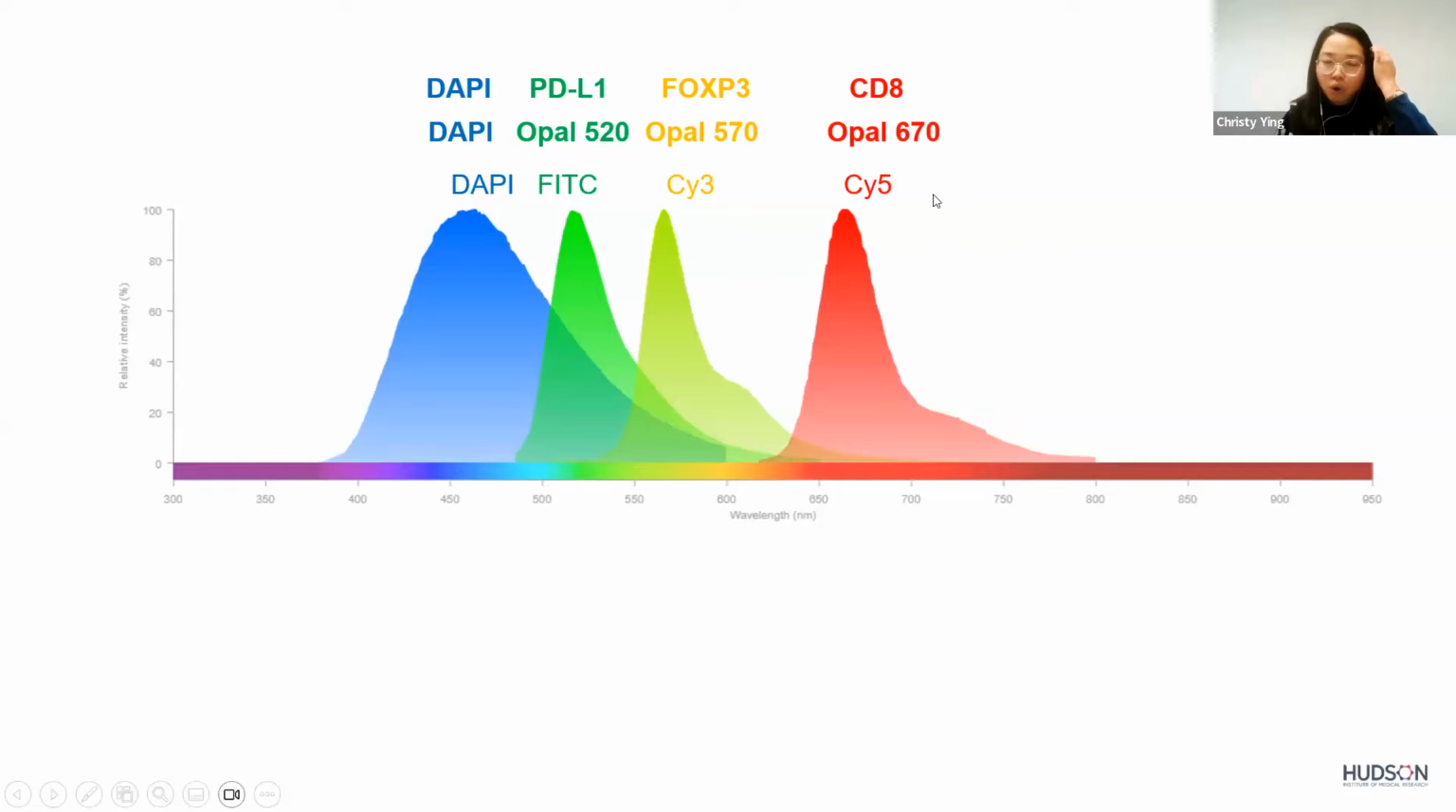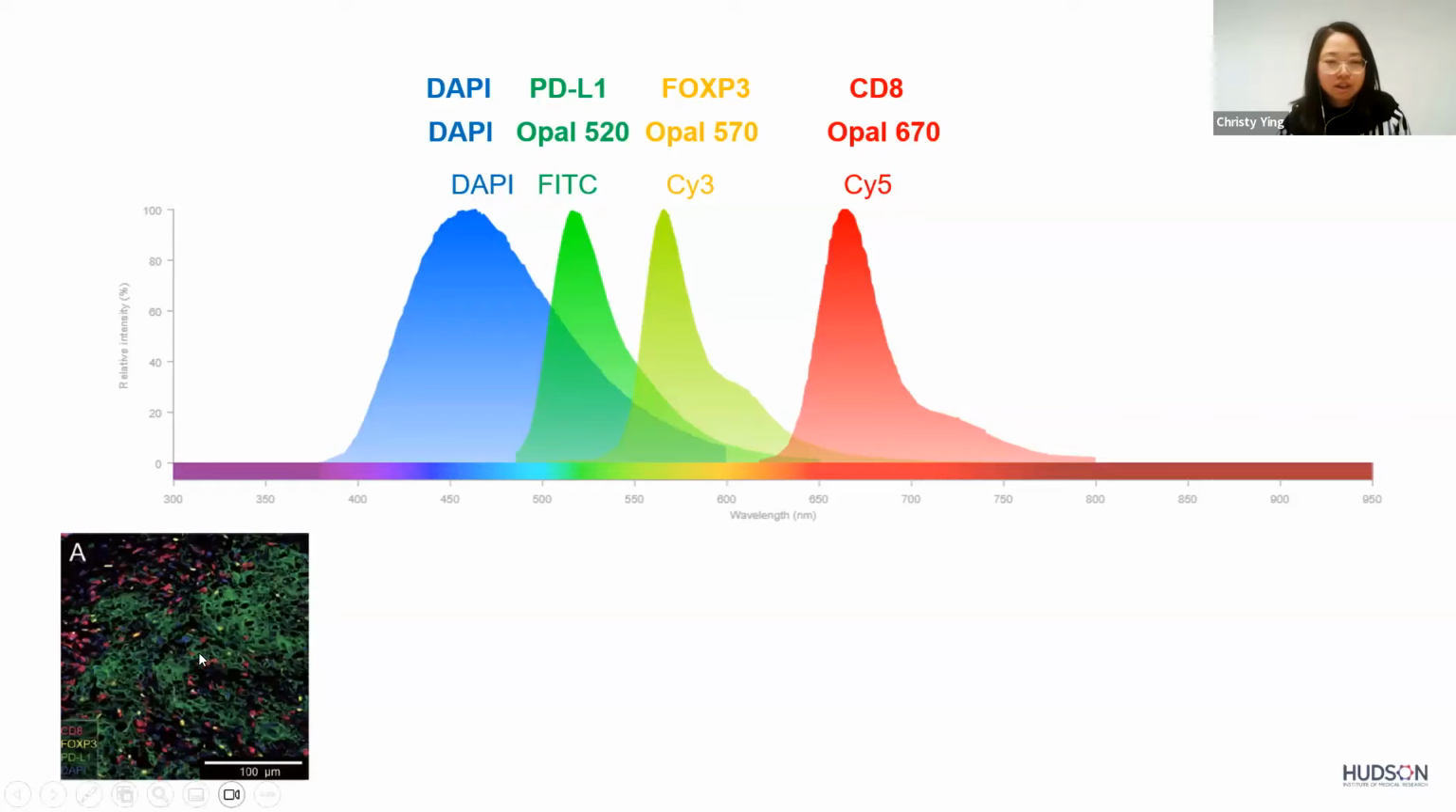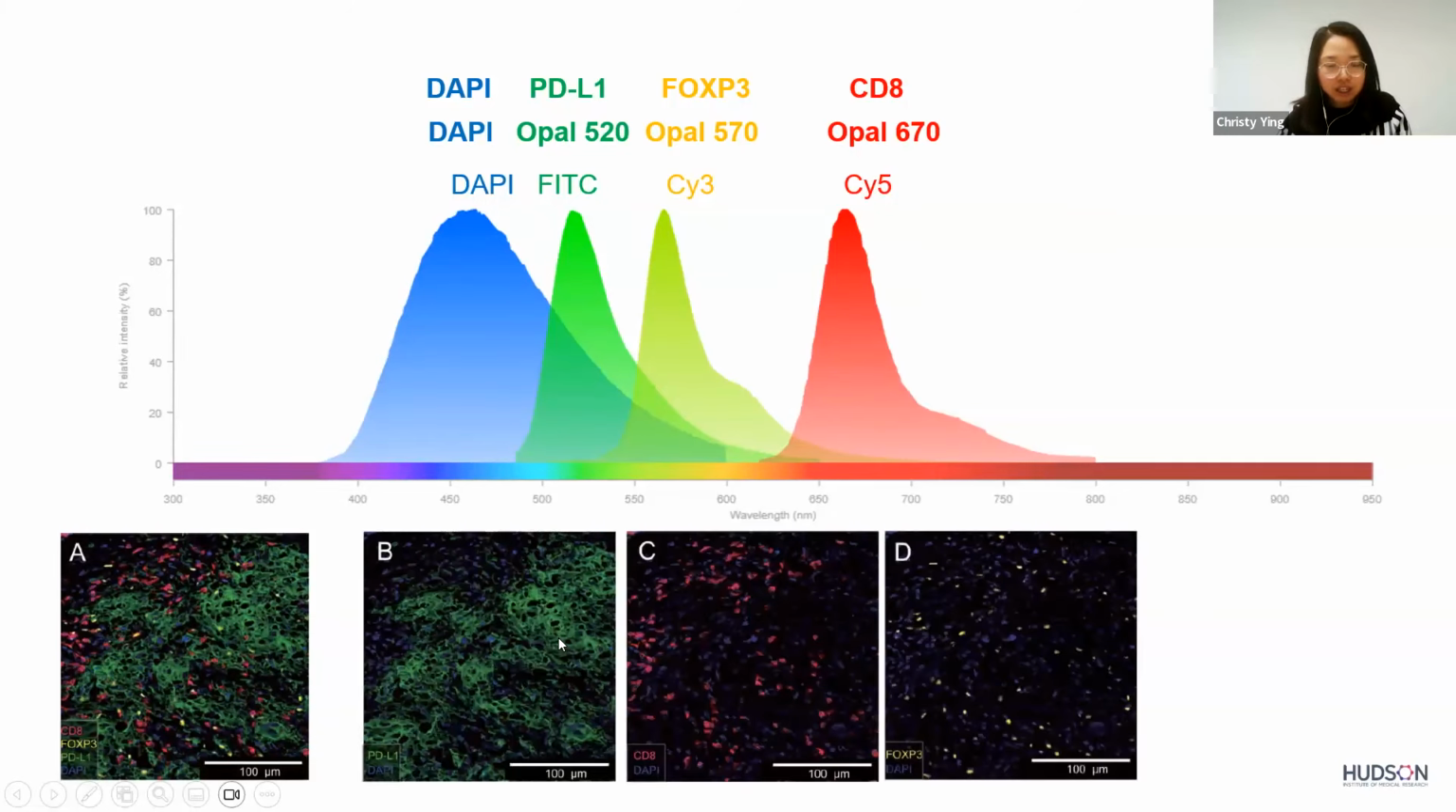Because all of the work was done at Hudson, and we do not have the high spectrum imaging system at Monash, and also because it's just a 4-color staining, I managed to use the confocal microscope at Hudson to visualize the results. So this is a merged image showing the staining of PD-L1, CD8, and FOXP3. And we could also see the single staining of the individual markers, which shows a very specific pattern with very little background.